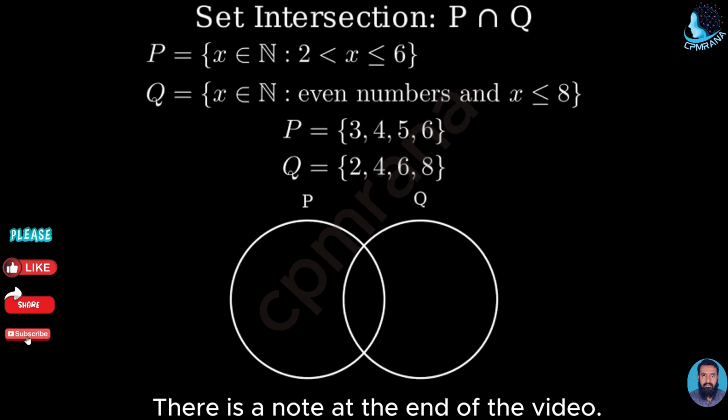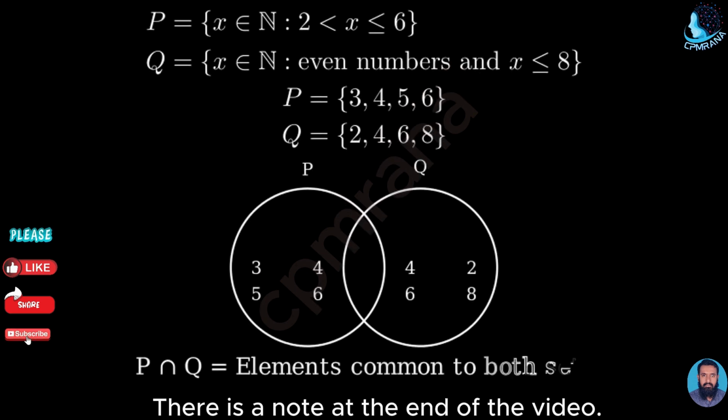Let's visualize this with a Venn diagram. Here's set P on the left containing 3, 4, 5, and 6. And here's set Q on the right containing 2, 4, 6, and 8. The intersection of sets P and Q, written as P intersection Q, contains all elements that are in both sets.